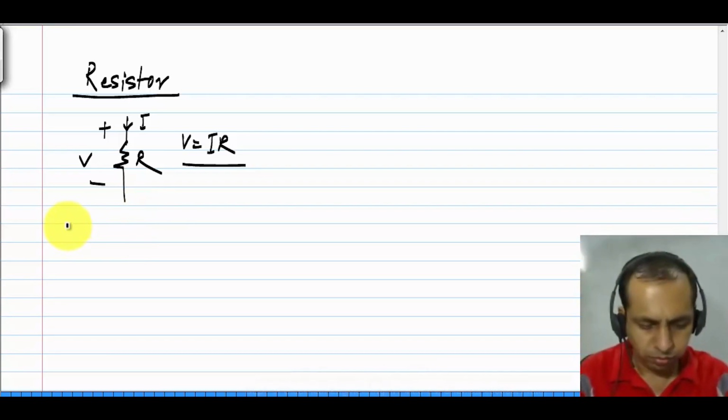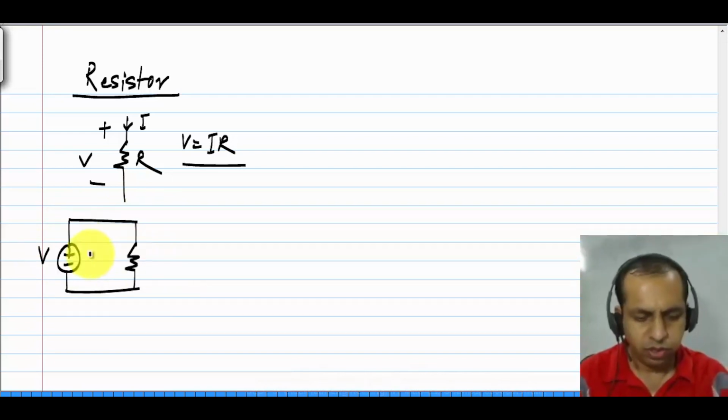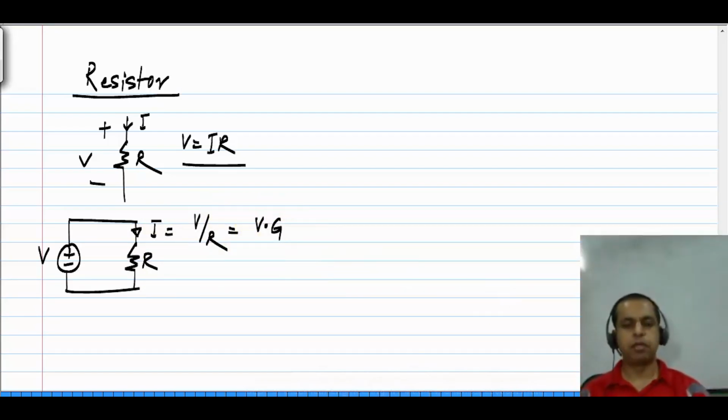Now let's consider this picture where a voltage V is applied to the resistor and that causes a current I equals V by R or V times G.